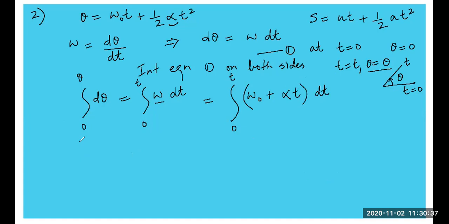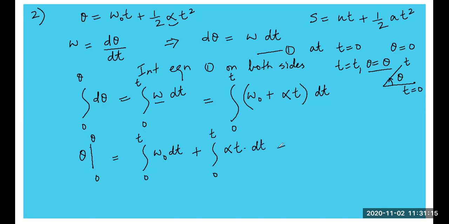Very right. So here on the left hand side, students, what do I get? So I get theta, right? So the limits are, simply you can draw a straight line also, it doesn't matter. Some books will be writing like this also. So it doesn't really matter how you write, the concept should be clear. So it's from 0 to theta is equal to, I can write, integral 0 to t omega naught dt plus integral 0 to t alpha t dt.